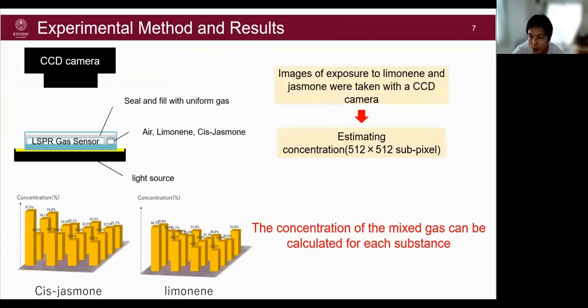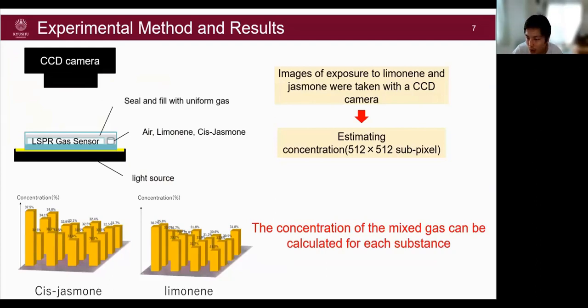Two gases, limonene and schistosmon, were used to estimate the concentration. Each gas was placed in a sealed container and the transmitted light was captured by a CCD camera. The concentration was then estimated using a linear model. At this time, we divided the image into subpixels of 512 by 512 pixels and calculated the concentrations of the 16 locations as a whole.